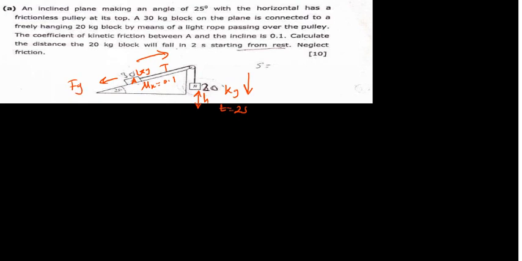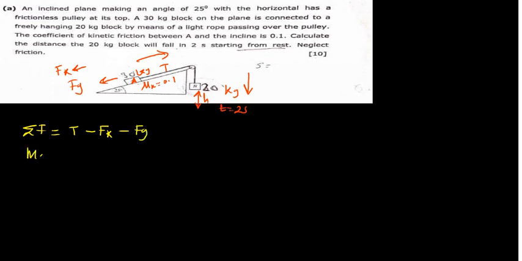But since there's also friction, there's also kinetic friction which will be pulling down. So the net force on what is on the incline is going to be tension going in the direction of motion, kinetic friction going in the opposite direction of motion, and then Fg is also going in the opposite direction to the direction of motion.